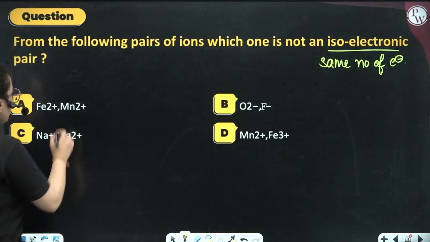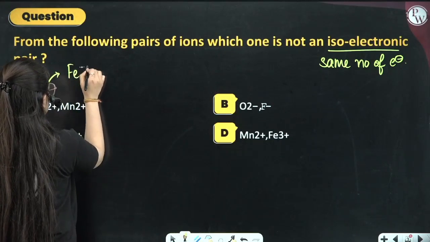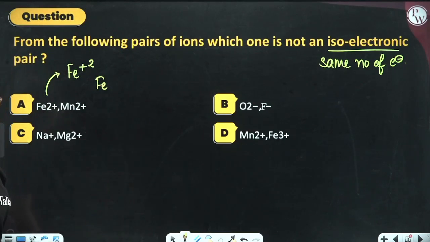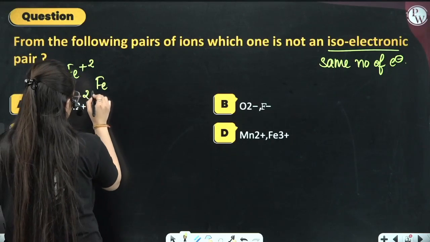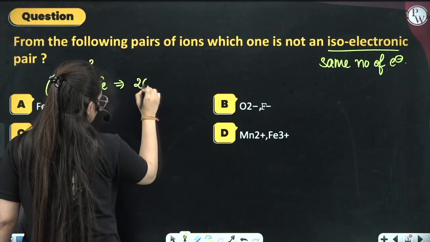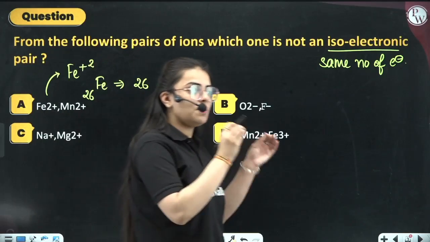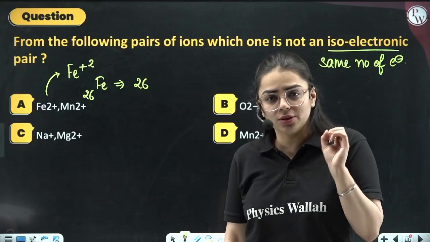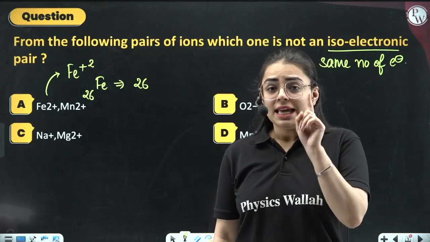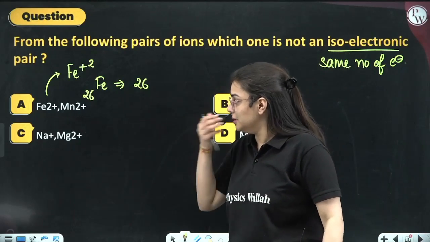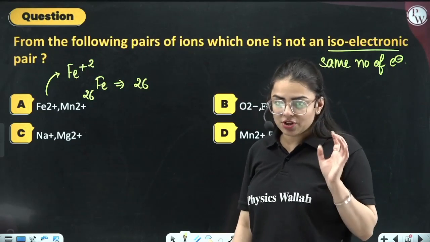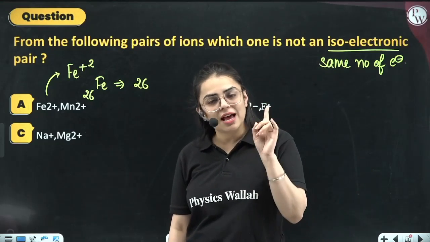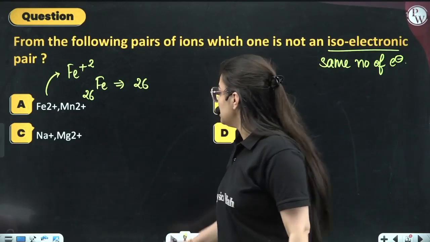If I look at the very first option A, it is Fe plus 2. Now, what is the atomic number of Fe, students? The atomic number of Fe is basically 26, right? When it is a neutral species, the atomic number is equivalent to the number of protons and the number of electrons. If I talk about only Fe, then Fe is a neutral species. Atomic number is 26, so the atomic number is equivalent to the number of protons and the number of electrons. That means electrons is 26.